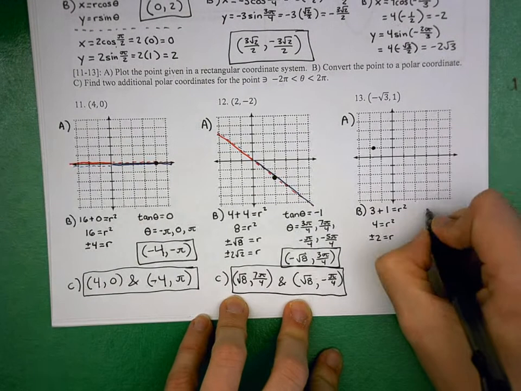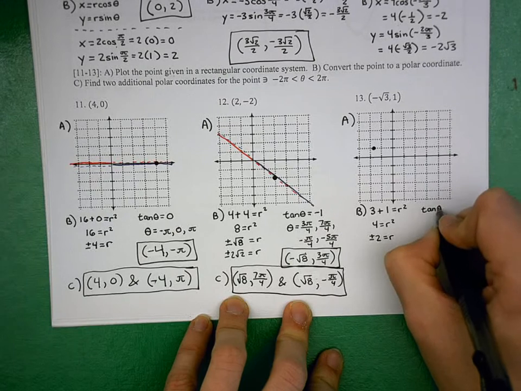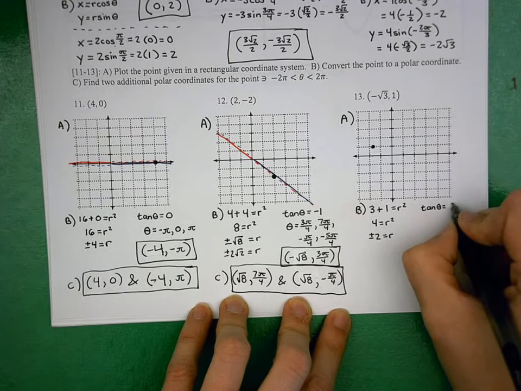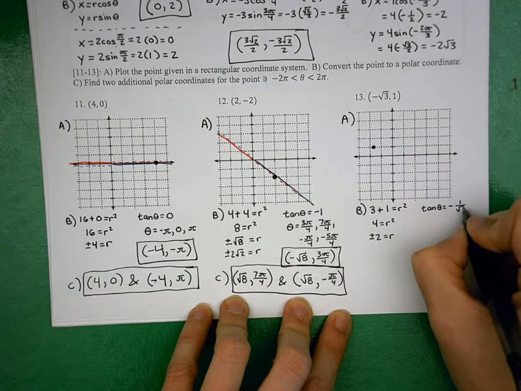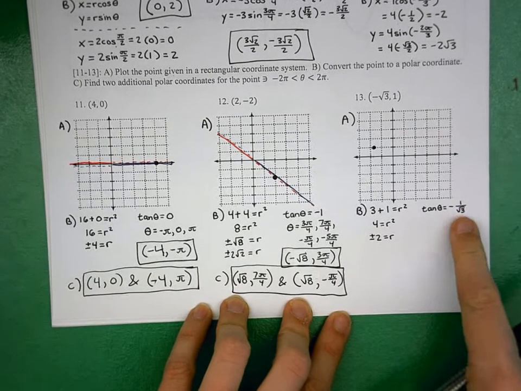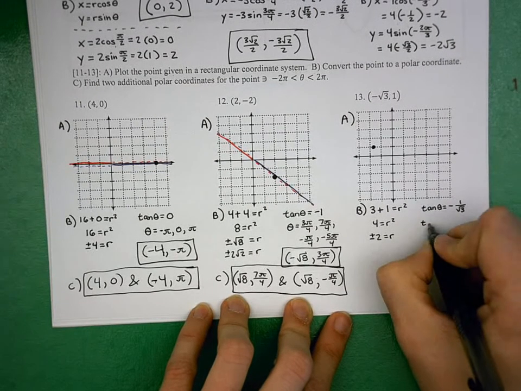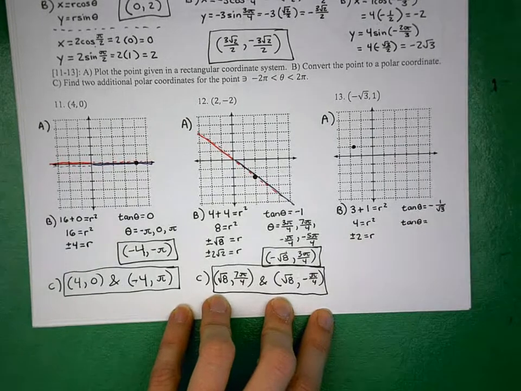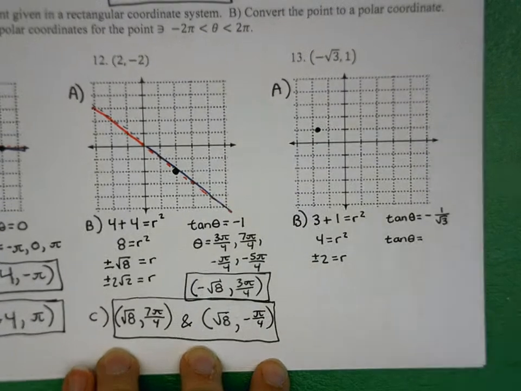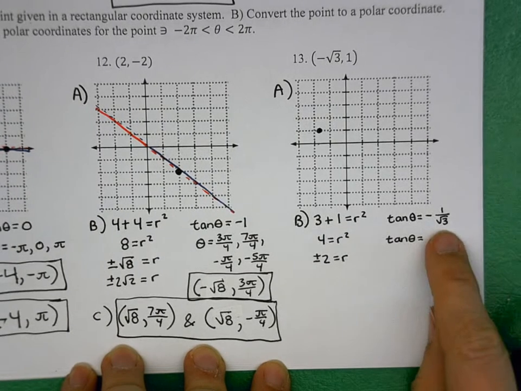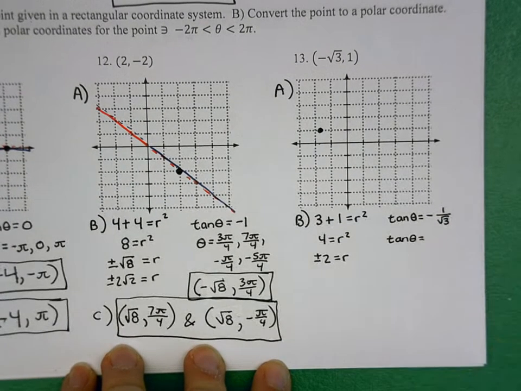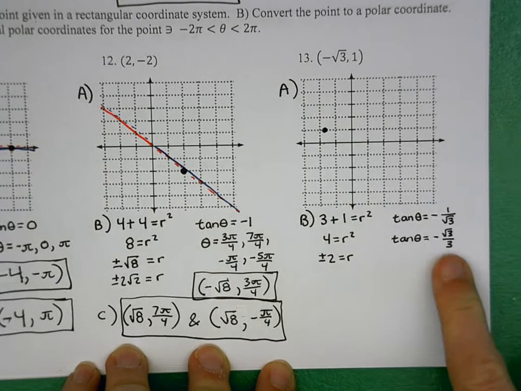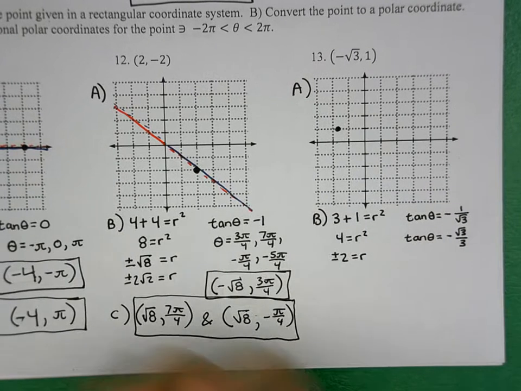Okay, tangent theta is y over x. So 1 over negative root 3. Some people might look at that and know what their theta is, but the other thing you could do is rationalize the denominator. Let me zoom in on this a little bit. Multiply top and bottom by root 3, and you'd have negative root 3 over 3. If you're more comfortable finding theta with this ratio rather than this one, then you could rationalize the denominator. So what would your theta be?